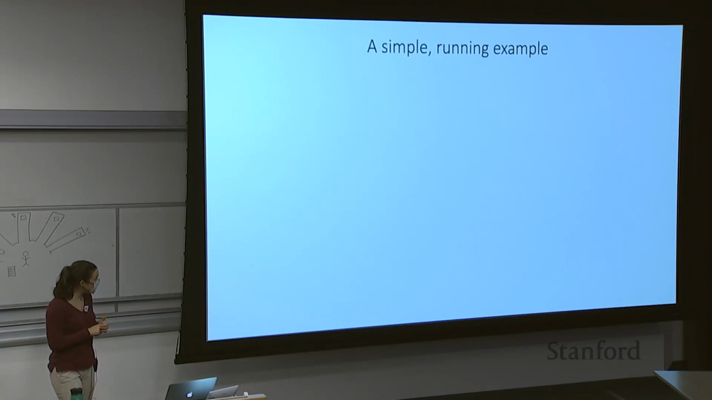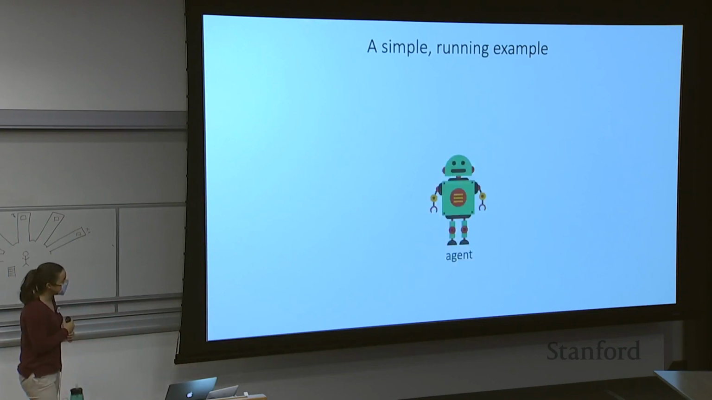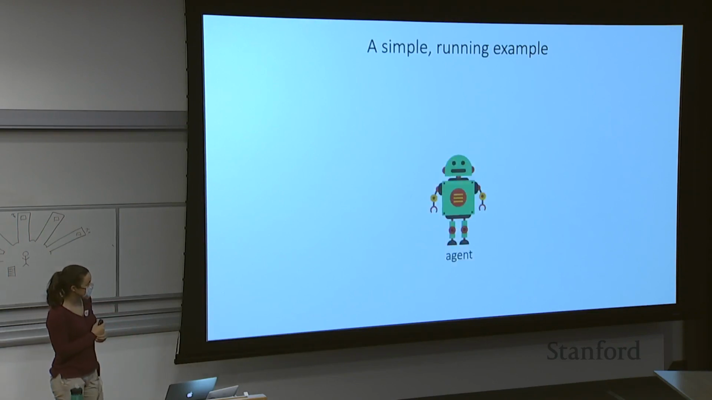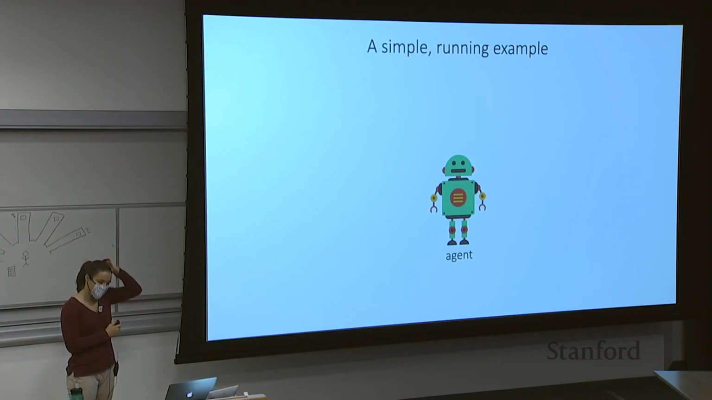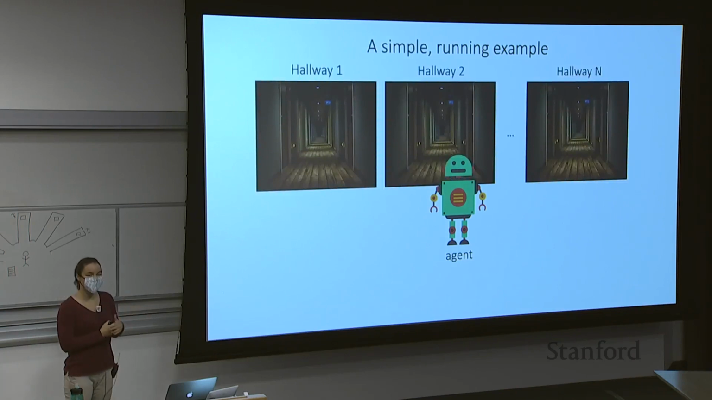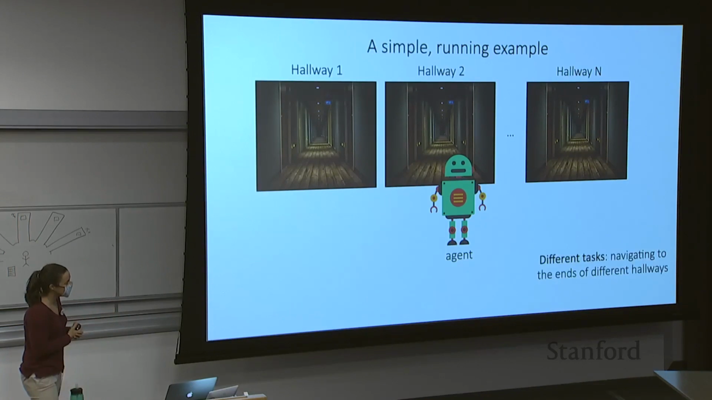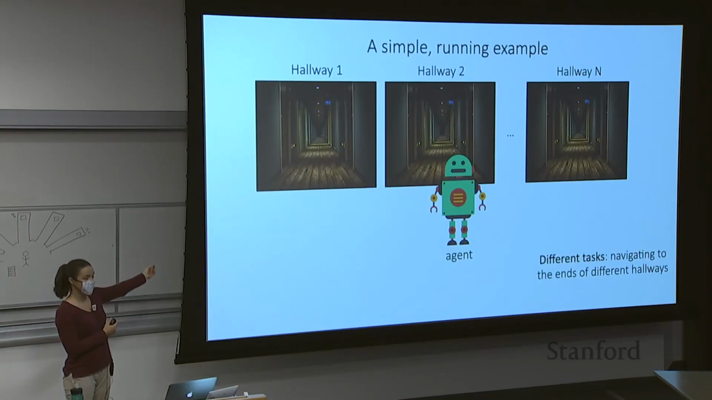In terms of the algorithms that we'll think about, I want to think about them in the context of an example. I think this should help give across some of the intuition behind the algorithms. The example that we'll consider is as follows. We have some agent. This is what's choosing to take actions in the environment. And there are a number of different hallways in the environment. Different tasks correspond to navigating to the end of one of the hallways and receiving a reward at the end of the hallway.